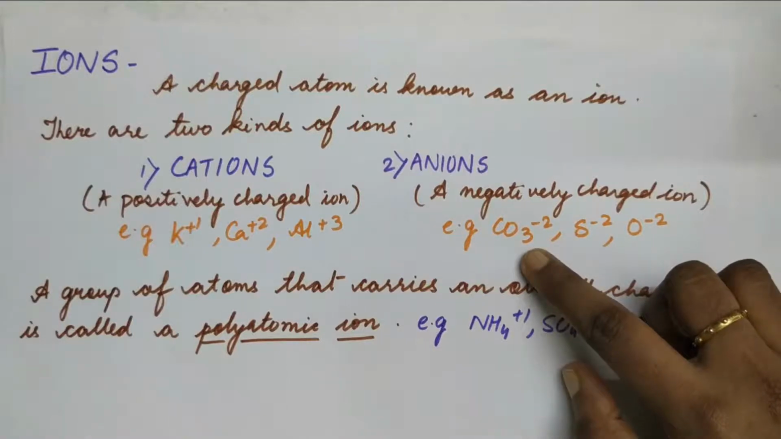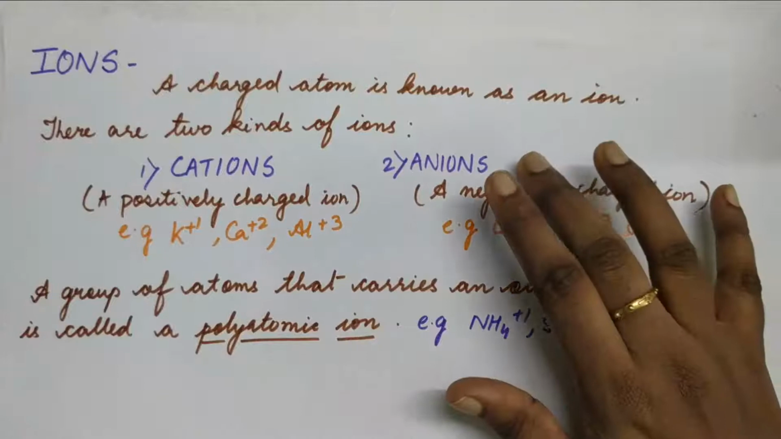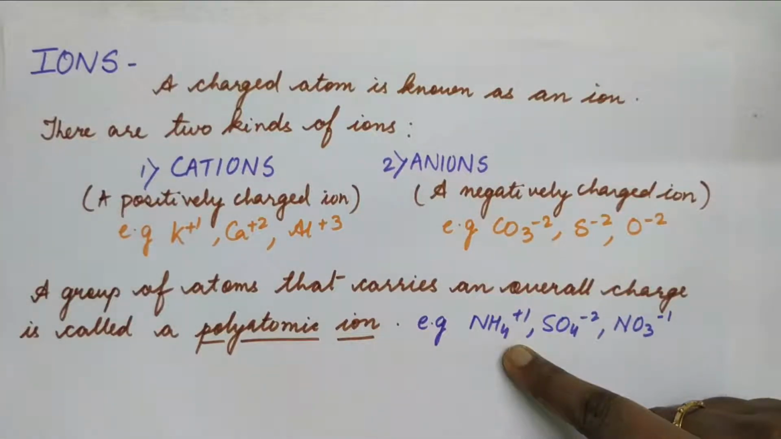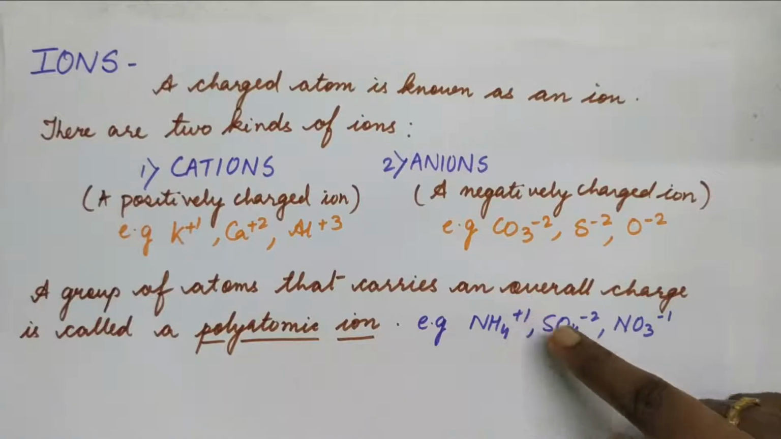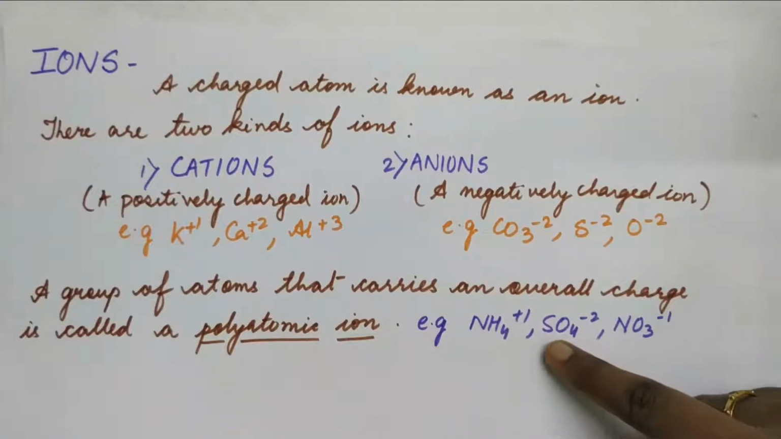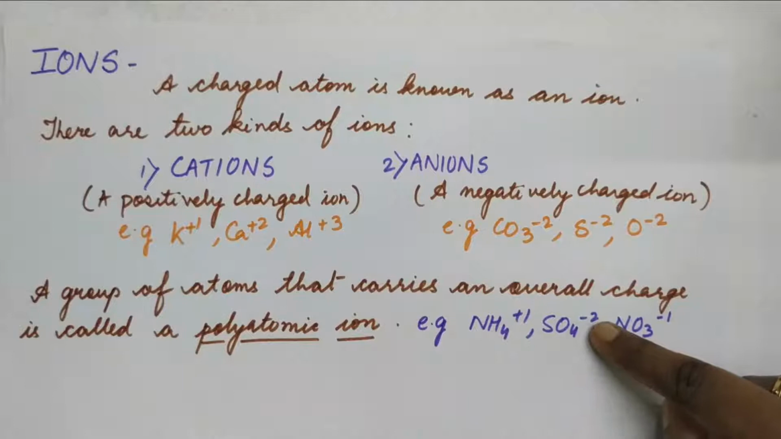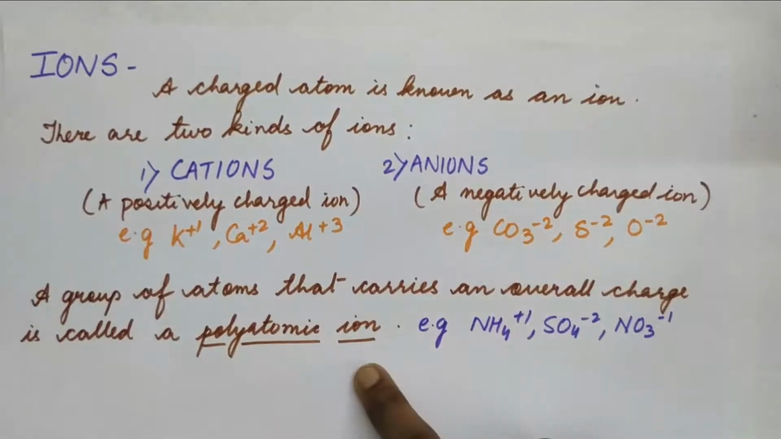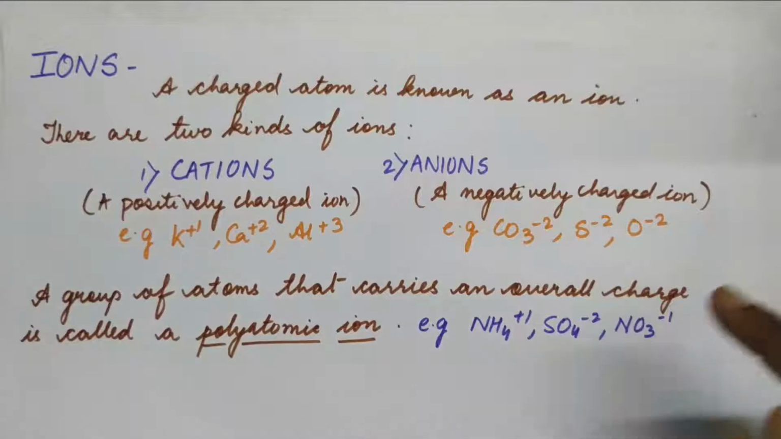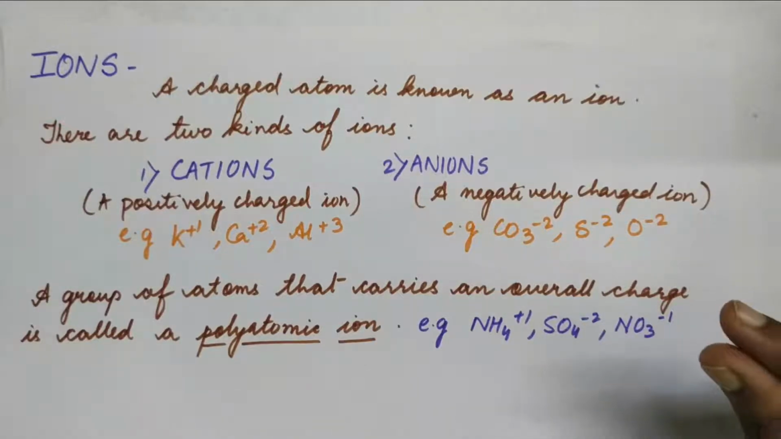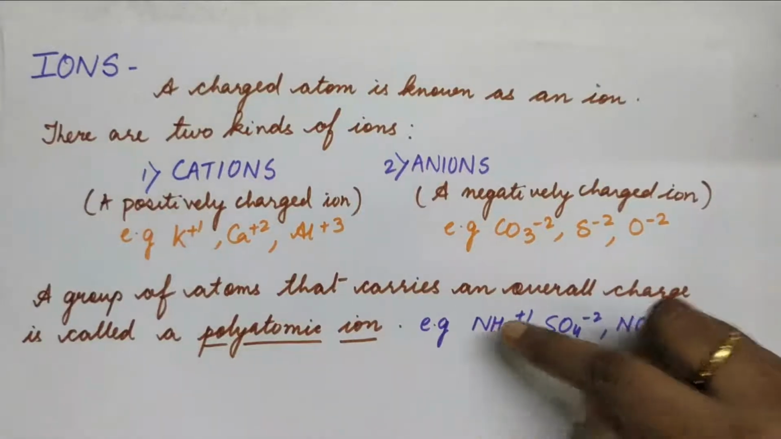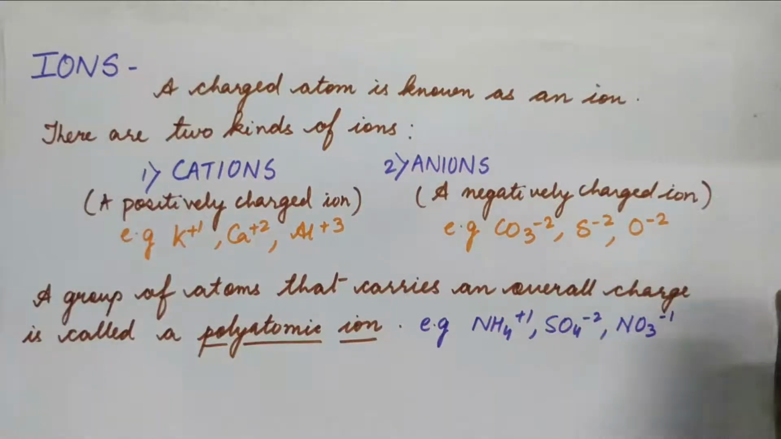Similarly, you can see here carbonate, which is a negatively charged ion, a polyatomic anion. And this one is a polyatomic cation because it carries a positive charge. So does sulfate, made up of sulfur and oxygen, with -2. -2 means it is a negatively charged polyatomic anion. So polyatomic means it has more than one element in it. A group of atoms like this is called a polyatomic ion.